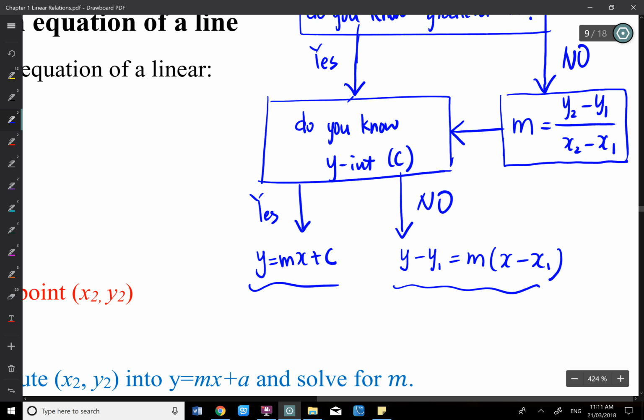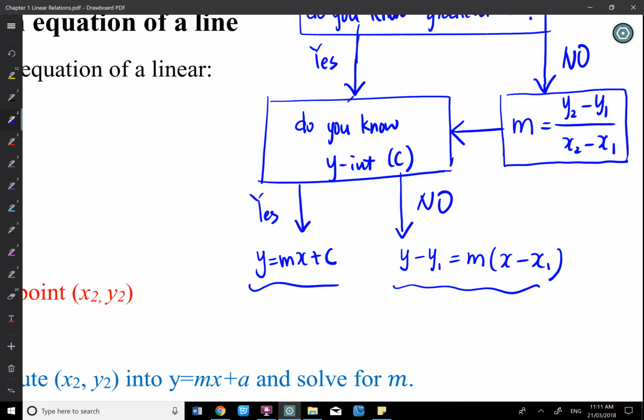One is when you know the y-intercept. I need to know the gradient anyway. I must find the gradient. Well, it doesn't matter if we know it at the beginning or we don't know it. But if we know the y-intercept, we use this formula to directly give the gradient-intercept form. If we don't know the y-intercept, we use this formula instead.